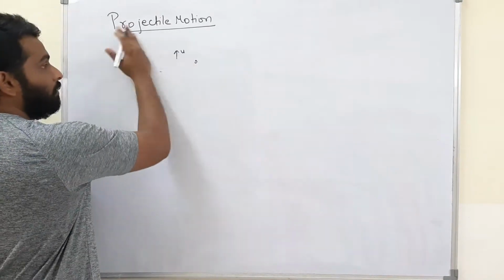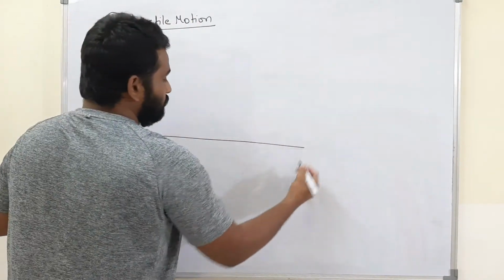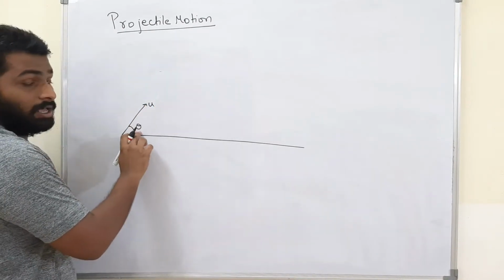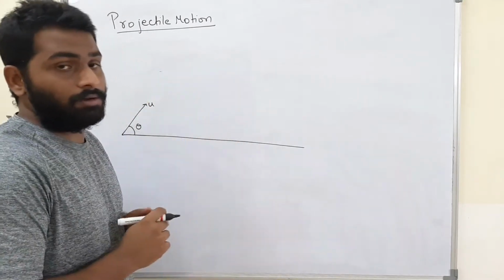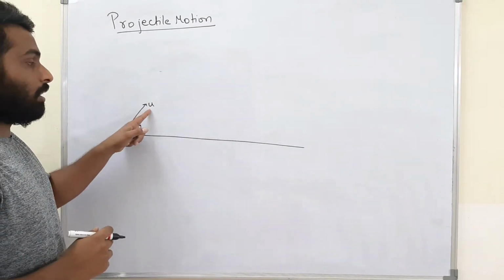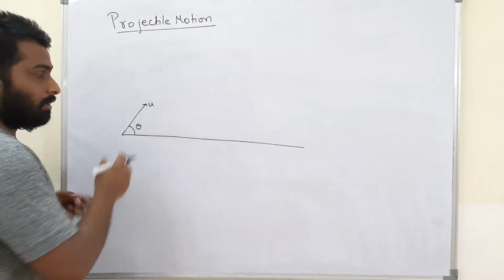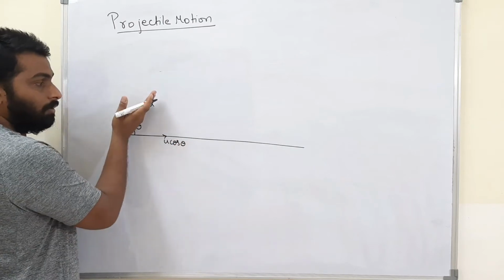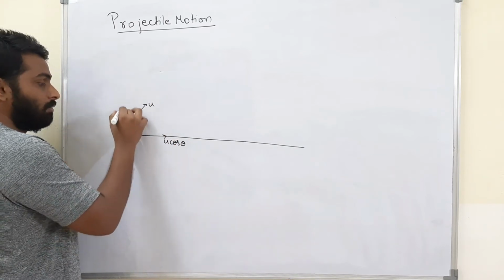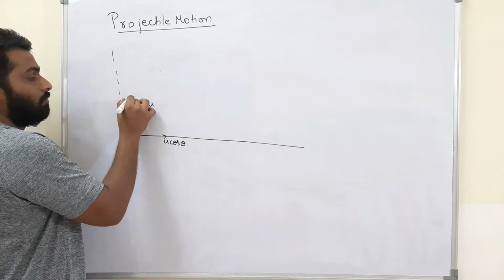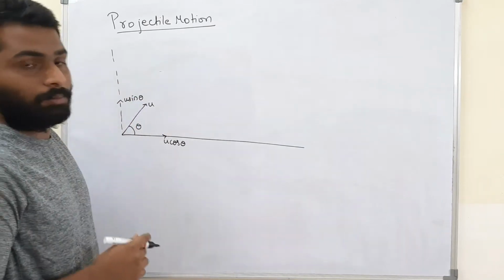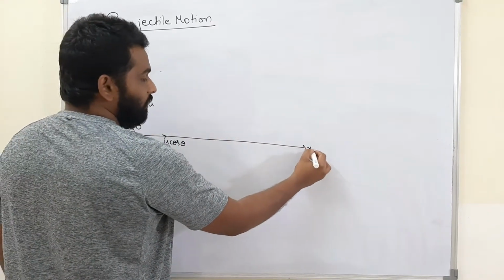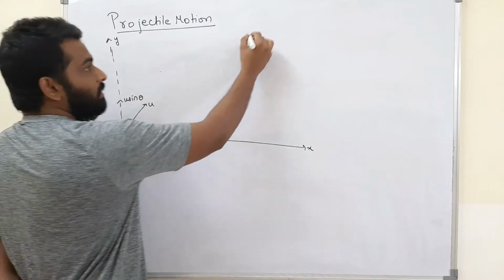Now like this. This is the ground, and I am projecting the body with a velocity u, making some angle theta. And this theta has to lie between 0 and 90 degrees. Okay, well and good. Now, along the horizontal direction, what is the velocity? u is along the angle, so along the horizontal it is u cos theta, and along the other side, it is u sin theta. I am assuming this one is the x-axis and this one is the y-axis. x, y. Now, what is the acceleration along the y-axis?